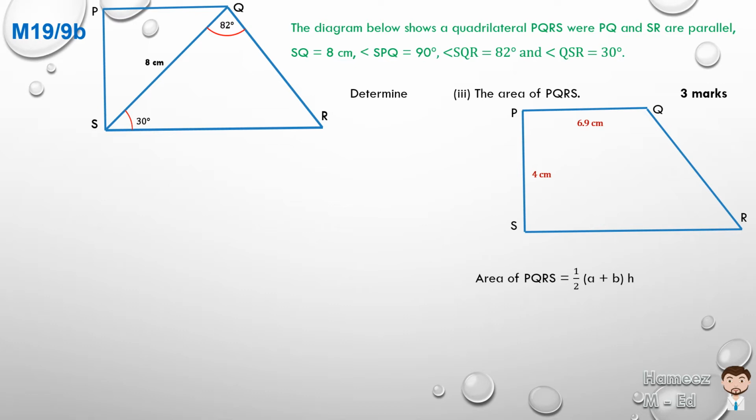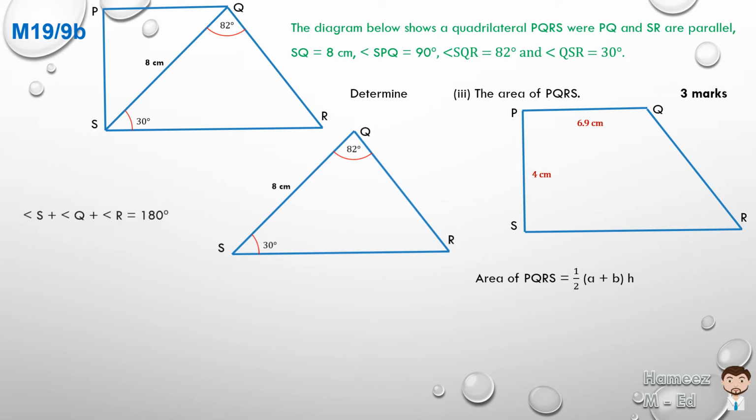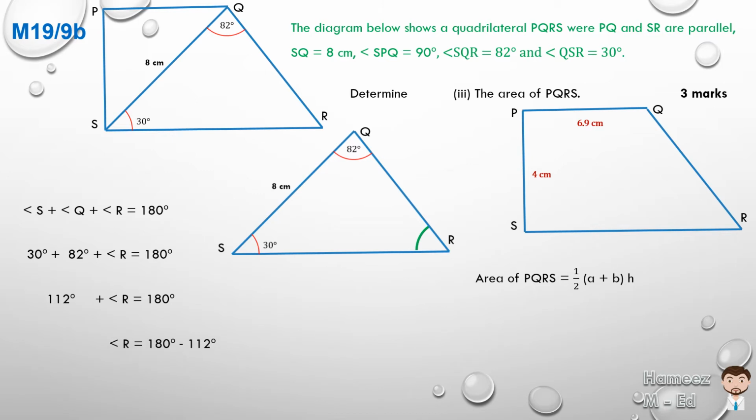We need to first find the third angle that's missing in that triangle, so let's extract it. And if we have 82 and 30, remember that if we add up all three angles in a triangle, angle S plus angle Q plus angle R, it will give us 180 degrees. And we know two of the angles. So 30 plus 82 plus R is equal to 180. 30 plus 82 is equal to 112 degrees plus R is equal to 180. So R is equal to 180 minus 112. So the angle R is 68 degrees. So if we bring up 68 degrees here, we should now be able to solve for RS.